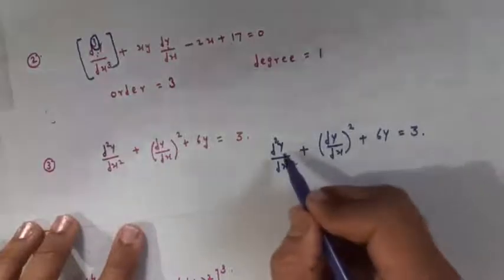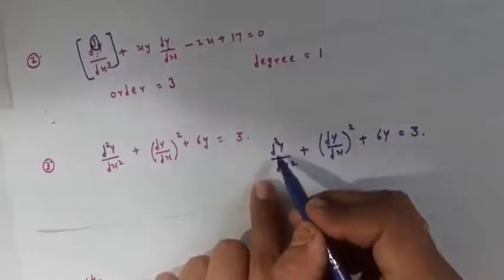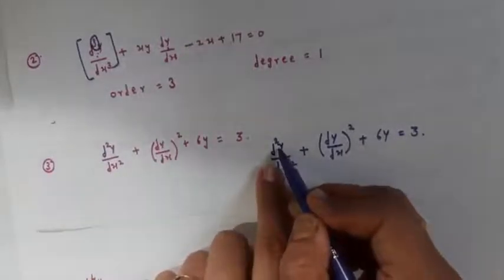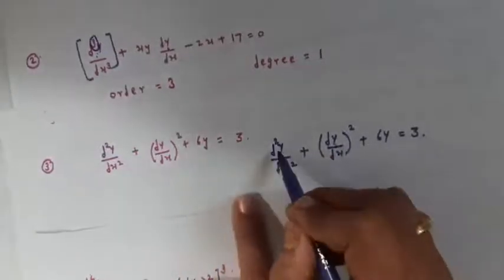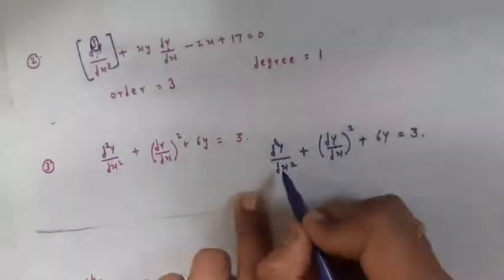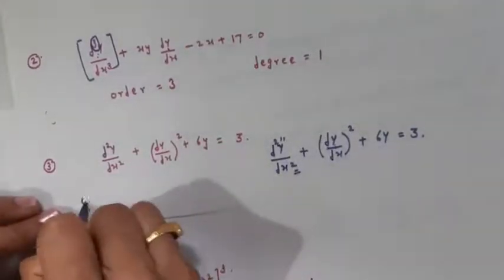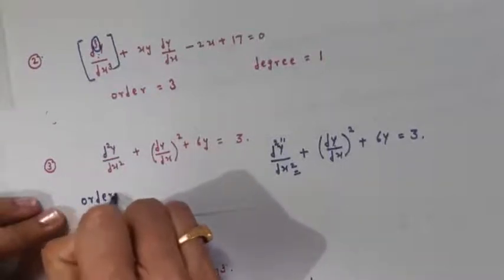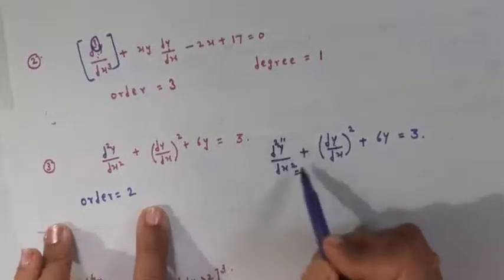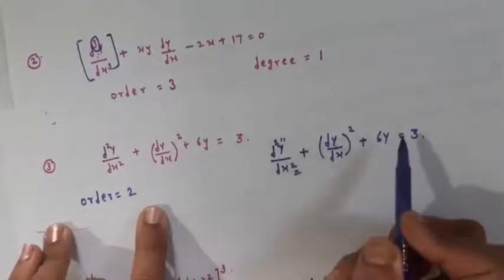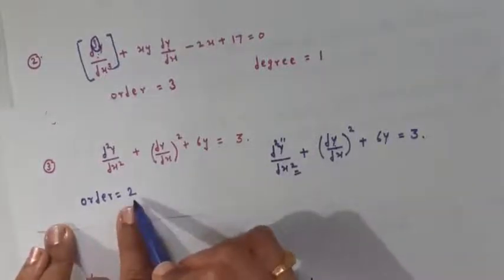So which is the highest order? d²y/dx² is the second order derivative, and here is the first order derivative. So the highest order is the second order, hence d²y/dx². Because of this, the order is 2. Order of a differential equation means the highest order of that differential equation. So the highest order is 2, therefore the order of the differential equation is 2.